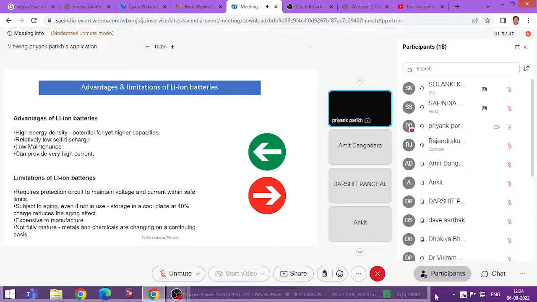Again, it's expensive to manufacture, but as and when something gets commercialized, the rates will automatically come down. So as of now, yes, it is expensive, and that is the reason why EVs are expensive. But over a period of time, as we start localizing and producing in India, the prices are going to come substantially down. And next is, it is not fully matured, as I already said. You can consider this as an advantage and a disadvantage both, because we are still exploring the possibilities. We cannot say this is completely mature. We are still exploring the possibilities of higher densities. Right. So these are some of the advantages and limitations of lithium-ion batteries.